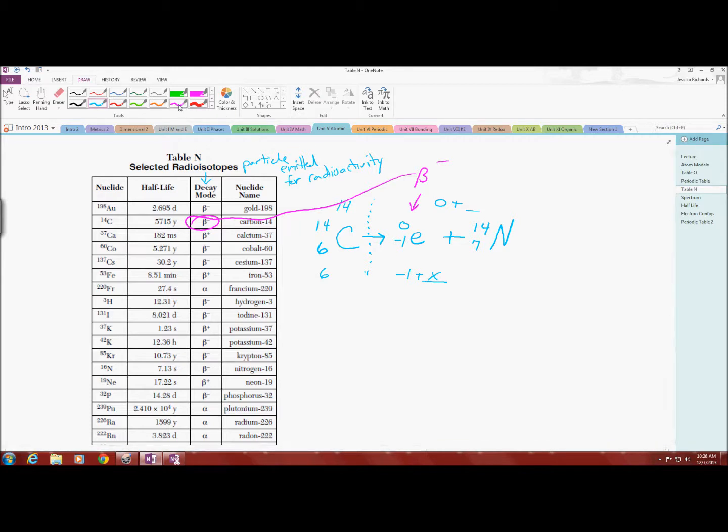Easy enough? Okay, let's do another example. Let's pick something that gives off an alpha particle. So if we use francium-220.